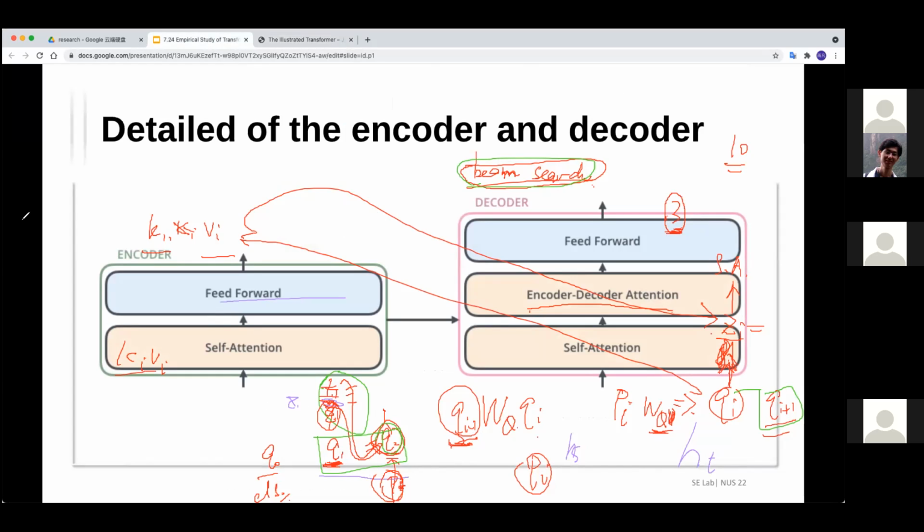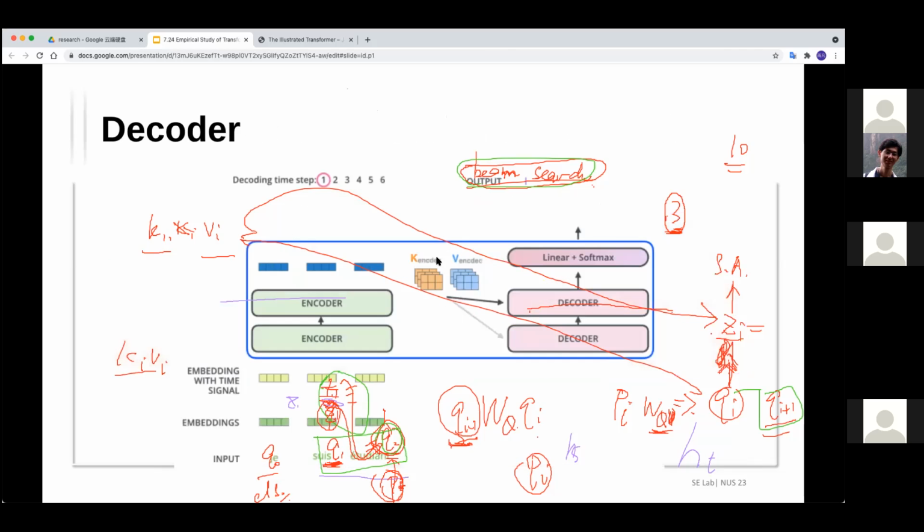Actually, maybe I can use another picture. But how do you define parallelization? Because we have n samples, and these samples can be parallelized as well, right?